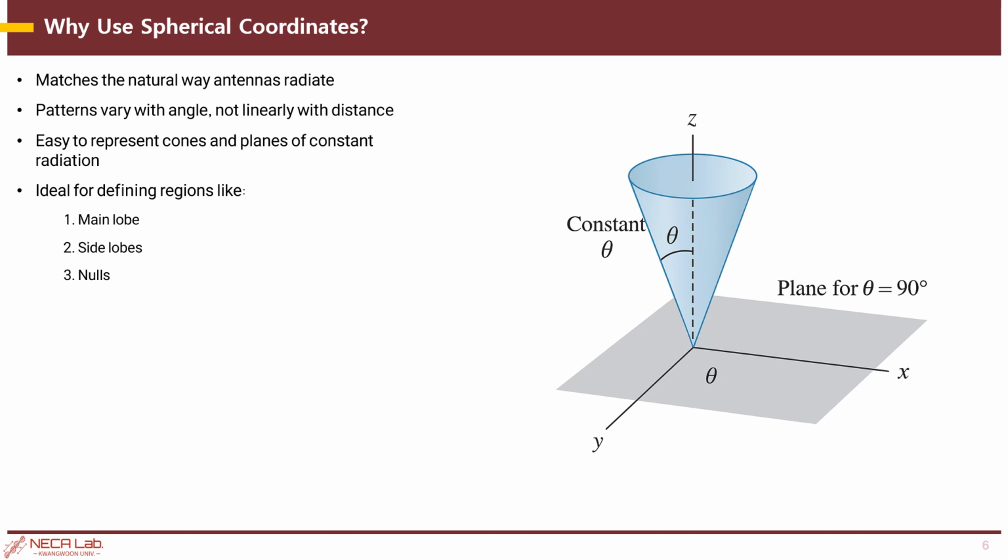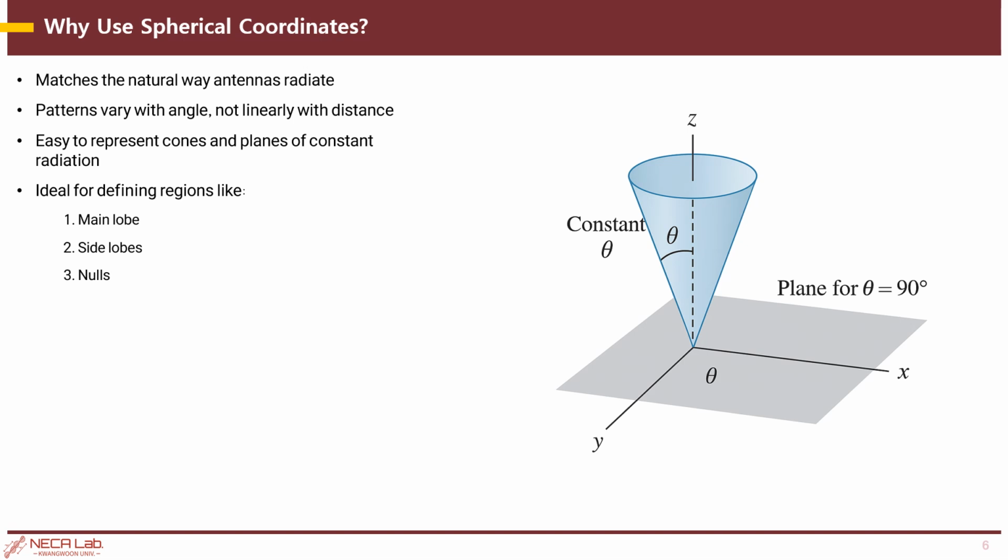So why do we prefer spherical coordinates when analyzing antenna radiation direction? First, it matches the natural way antennas radiate, which is outward in all directions from a point, just like a ripple or a wave. Radiation patterns change based on angles, not distances. So using spherical coordinates helps us represent this angular variation more naturally.